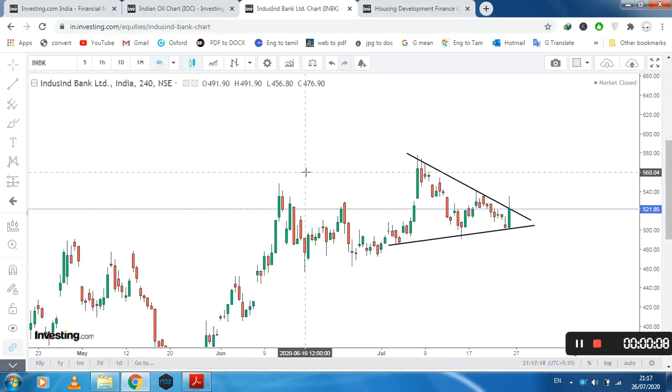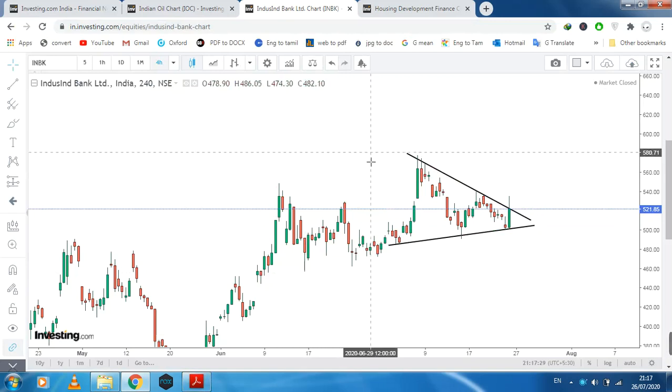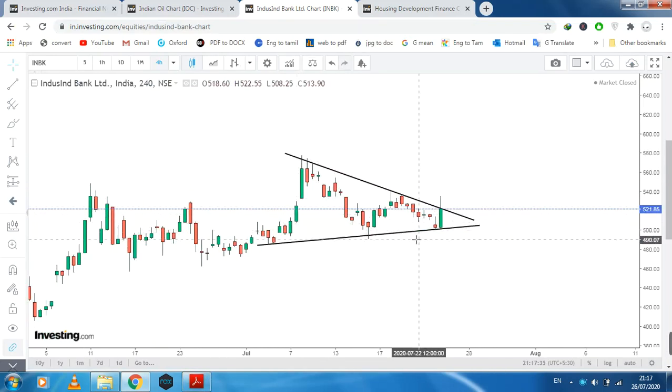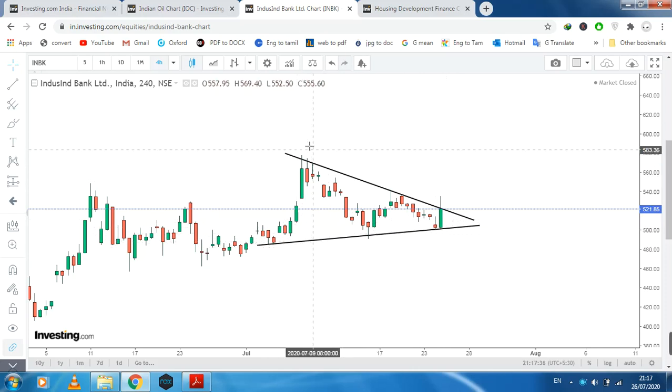Okay, today we are going to talk about IndusInd Bank. This is the banking sector. The IndusInd Bank share, this is the forward chart. This is the current market condition. This is a good formation of a symmetric triangle. Okay, did you get my point?